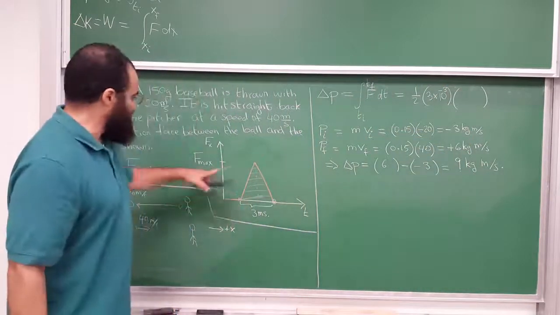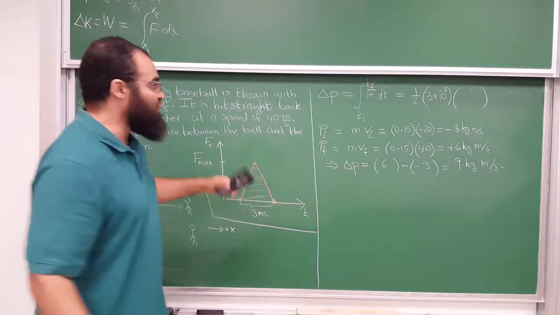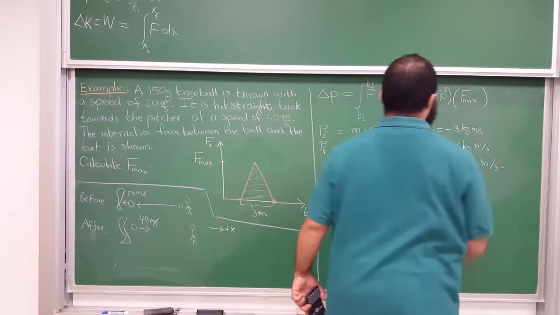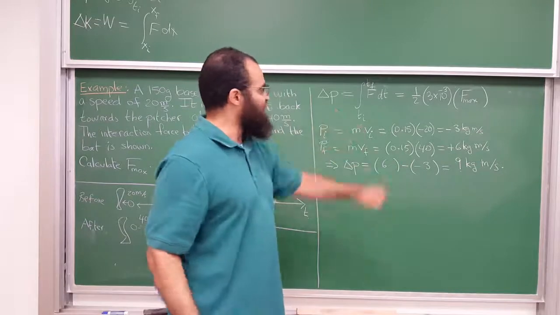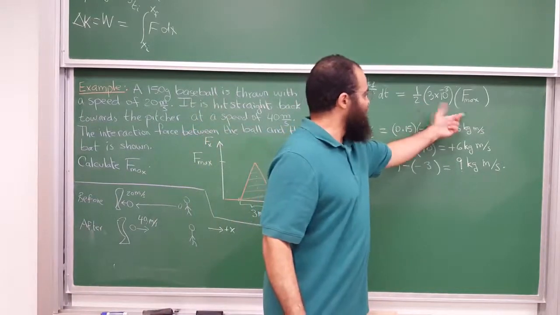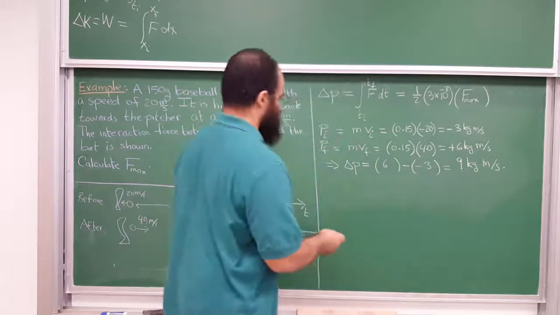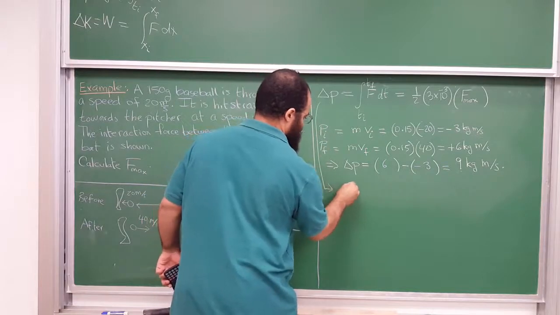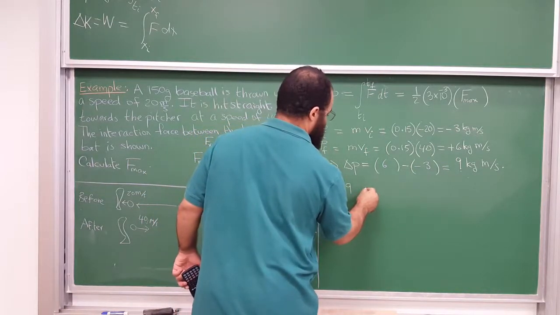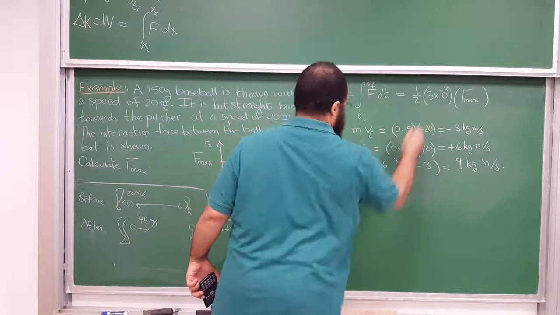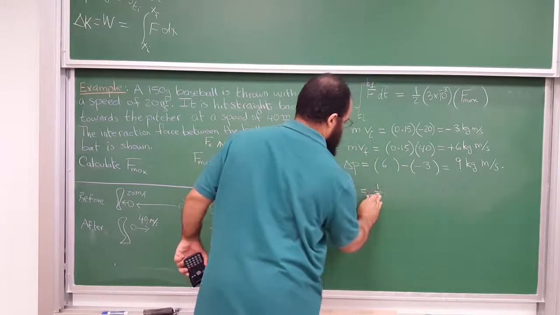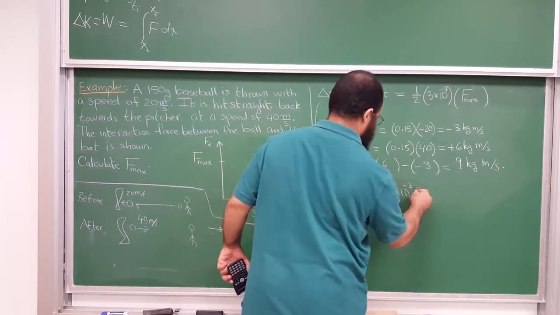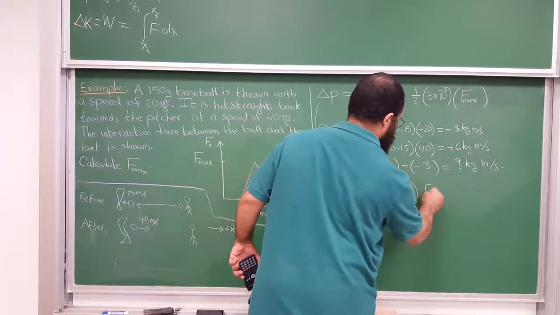And then the force itself is F max. I don't know what this height is, so it will just be F max. Just keep it that way. And now, we know the left-hand side, it's 9. And the right-hand side is this with only one unknown, F max. So the left-hand side is the 9, and then the right-hand side is 1/2 of 3 times 10 to the minus 3 F max.